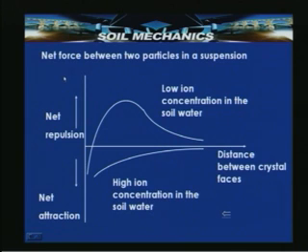So, this is what has been shown here: the net force between two particles in a suspension. In case of a low ion concentration, you can see that net repulsion is predominantly dominating. In case of a high ion concentration in the soil water, net attractive forces dominate here. So, when the particles come in contact, when they settle in a suspension, in case of a high ion concentration in the soil water, that can result in a flocculated type of arrangement, and if net repulsion is dominating in case of a low ion concentration in the soil water, that can result in a dispersed type of arrangement.